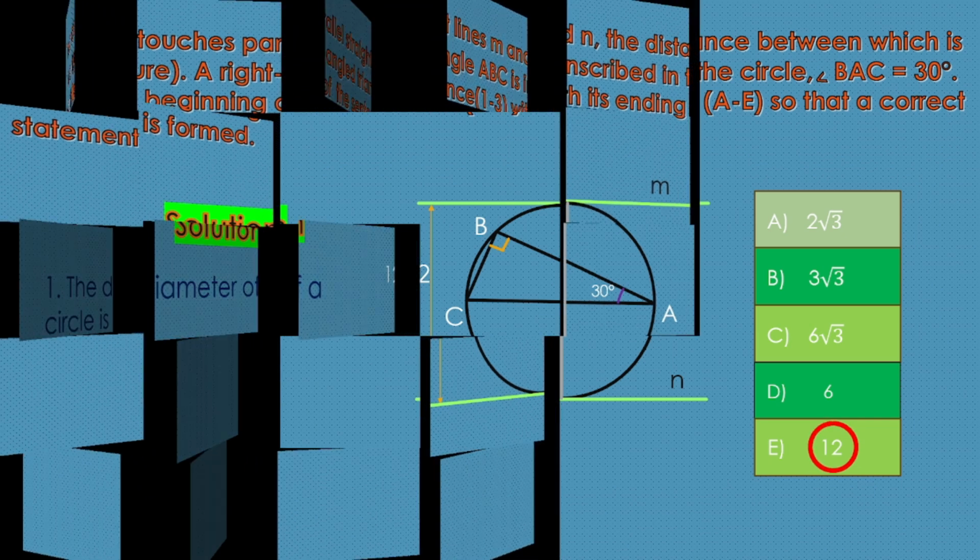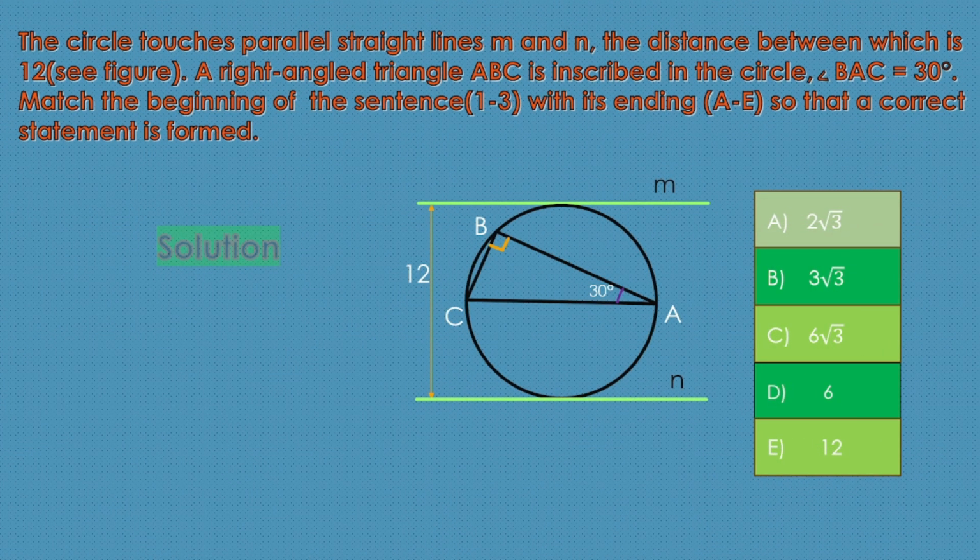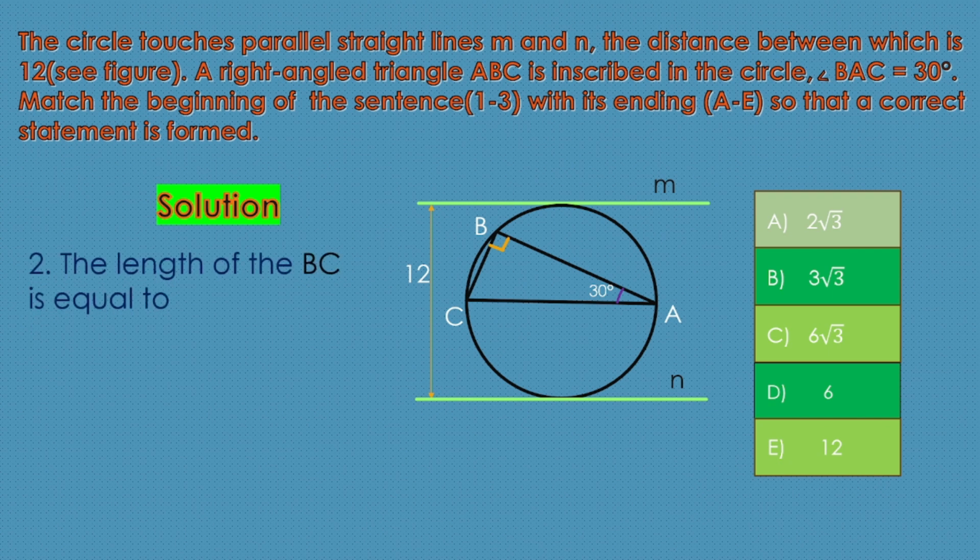Next. 2. Length of DC. So, according to the property of a right-angled triangle, I will emphasize once again, when we work with right-angled triangles, the hypotenuse of a right-angled triangle is the diameter of the circle circumscribed around this right triangle. Therefore, according to the given condition, we already found in the previous step that the diameter is 12. Hence, this hypotenuse equals 12.